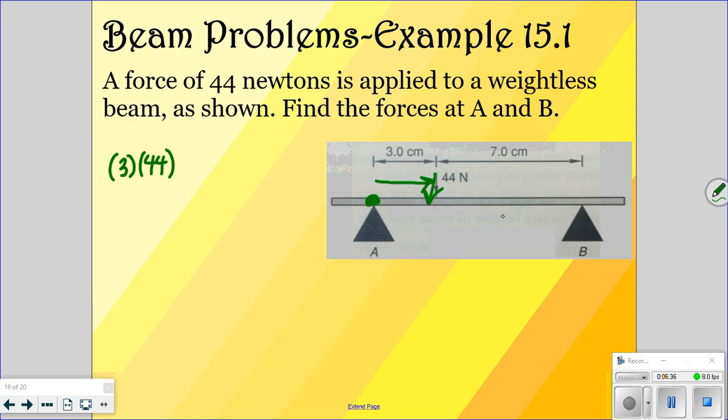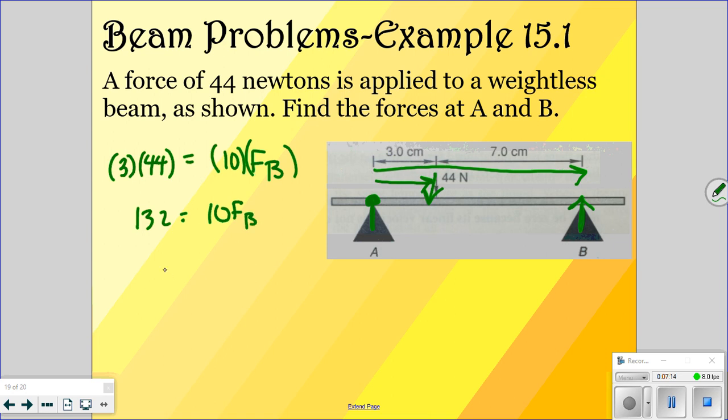And then we have another force. A isn't a force that we're going to use right now because it is at the center, and so it's not making any change. But B is a force that we will have, and it's pushing up. It's pushing counterclockwise, so it's acting against the 44. And it is 10 away from the center. So 10 times the force of B will have to equal 3 times 44. And so if you multiply 3 times 44, you get 132 equals 10 FB, and divide, you get 13.2.